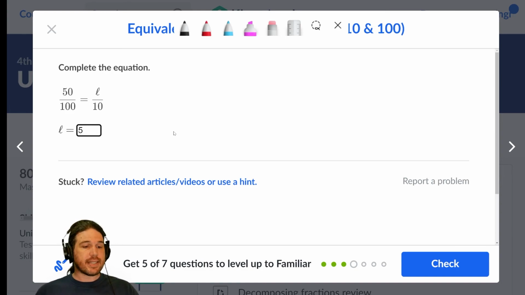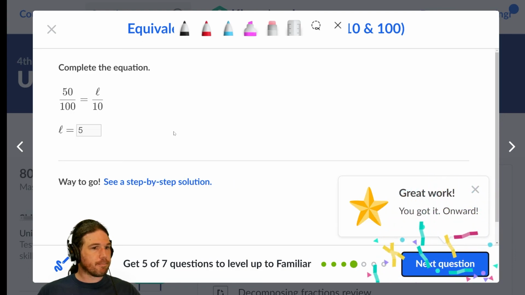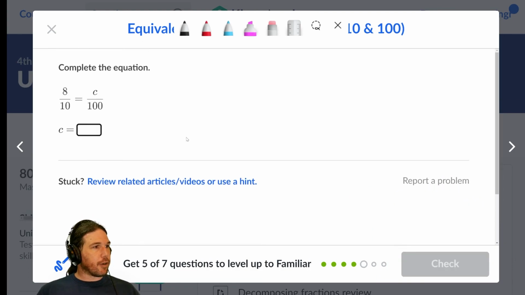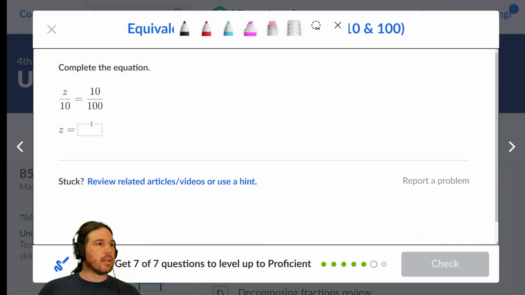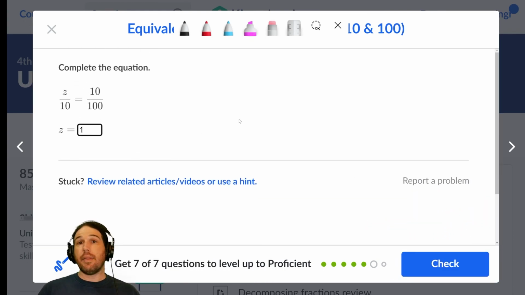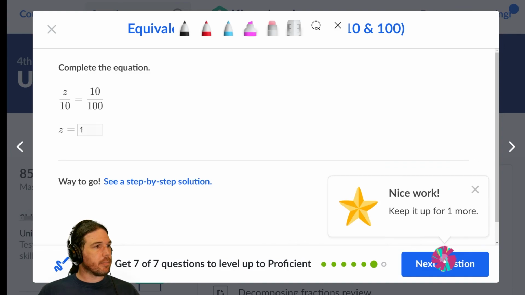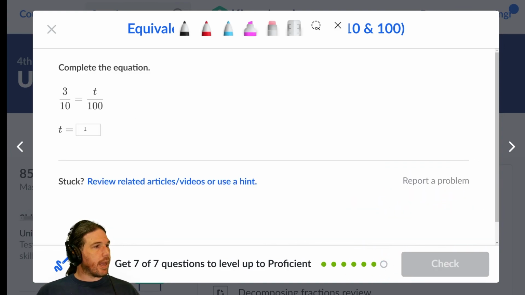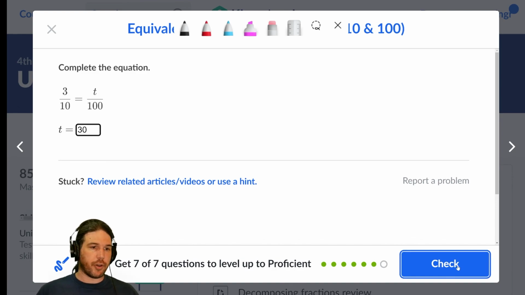50 over 100 is the same thing as 5 over 10. 8 over 10 is the same thing as 80 over 100. 1 tenth is the same thing as 10 hundredths. And 3 over 10 is the same thing as 30 over 100.